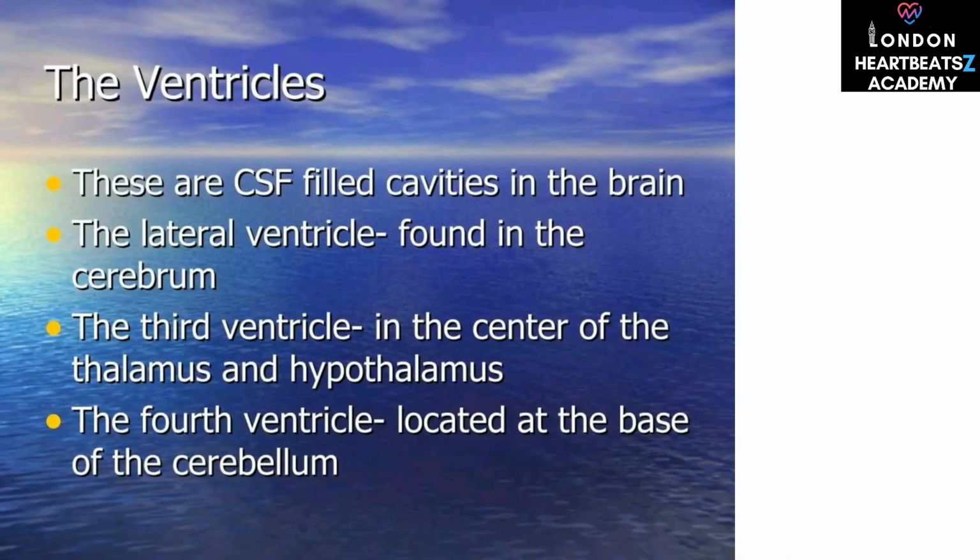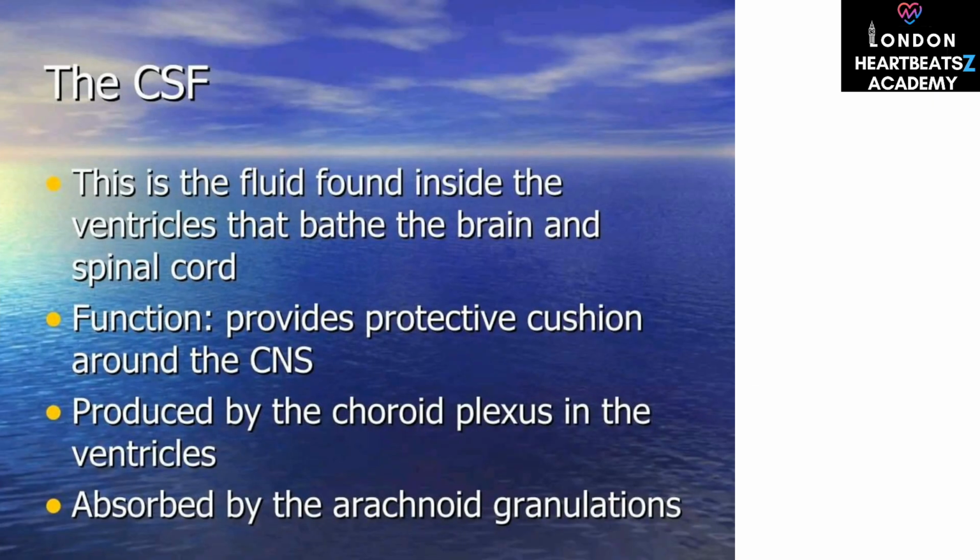This image illustrates the location of the meninges, including the dura, arachnoid, and pia mater, and highlights the subarachnoid space where the CSF circulates. The four ventricles of the brain are interconnected cavities where cerebrospinal fluid, or CSF, is produced, circulated, and reabsorbed.